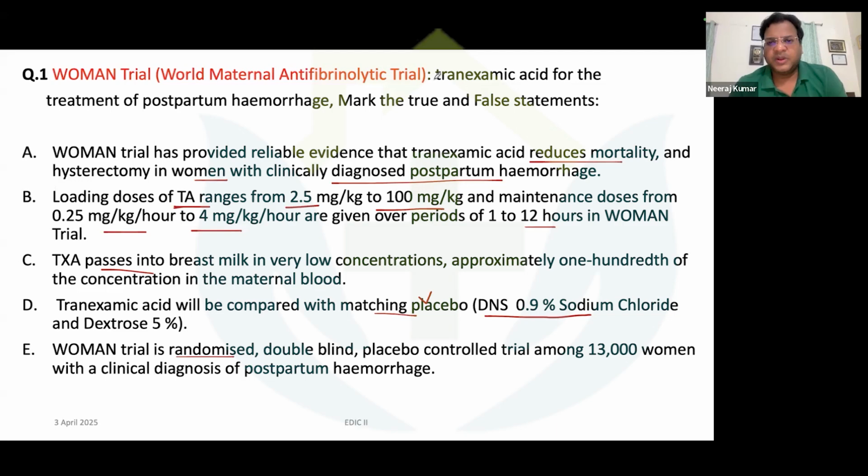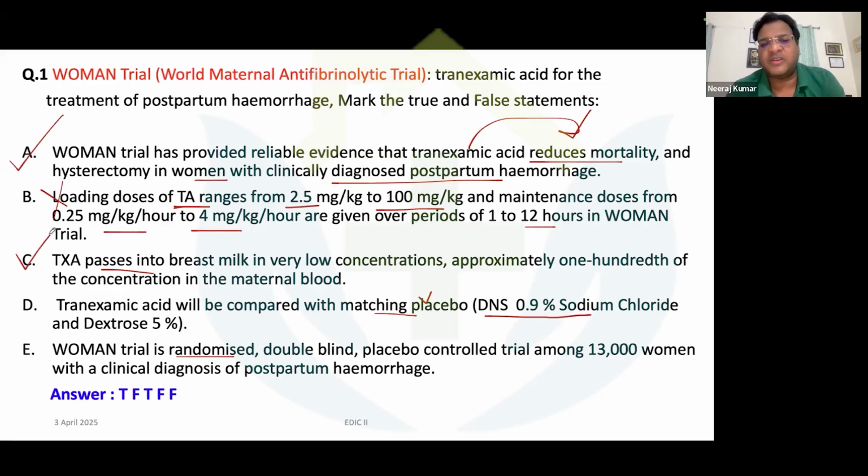Okay, not an issue. So you see why these statements are as they are. Now, the first statement is true. This provided reliable evidence that tranexamic acid is going to reduce the mortality. And the second part is not true, so this option is not true. And then the third option is again true. Tranexamic acid passes into breast milk, but in a very low concentration. And then these both statements are false.